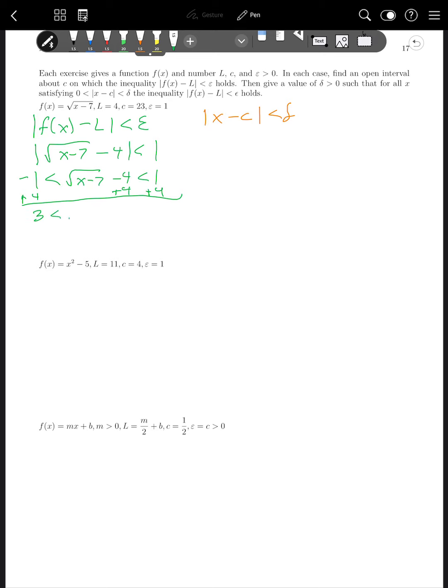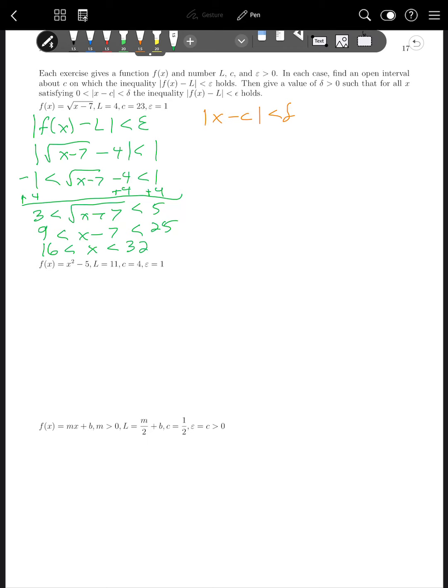So that's 3 is less than the square root of x minus 7, which is less than 5. And now we could square the whole thing. So that's 9 is less than x minus 7, which is less than 25. Okay, and then we could add 7 to all 3 pieces. So that would be 16 is less than x, which is less than 32.